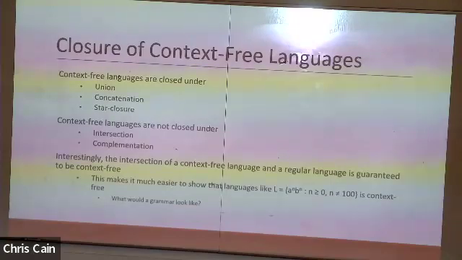But the A to the N, B to the N portion is context-free. Think about drawing an NPDA for this. What would that look like?